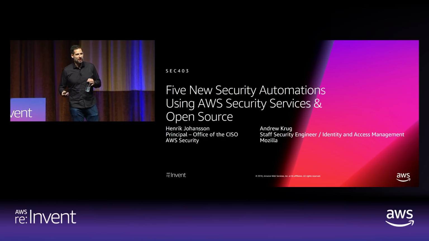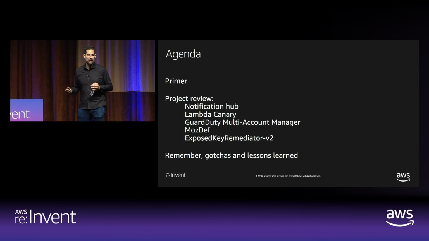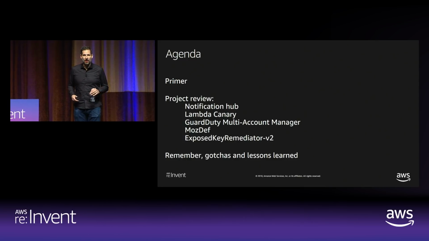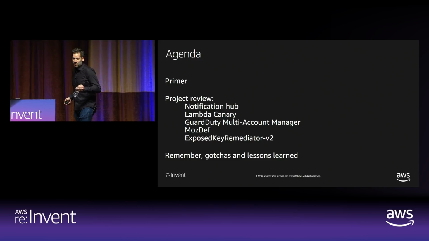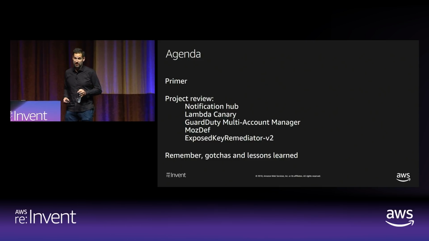We're going to do a primer first to talk about security automations and sort of explain why we're here. And then dive into the actual different projects. So we're going to go through 5 different projects, hence the title. And then a little bit of lessons learned and stuff like that.